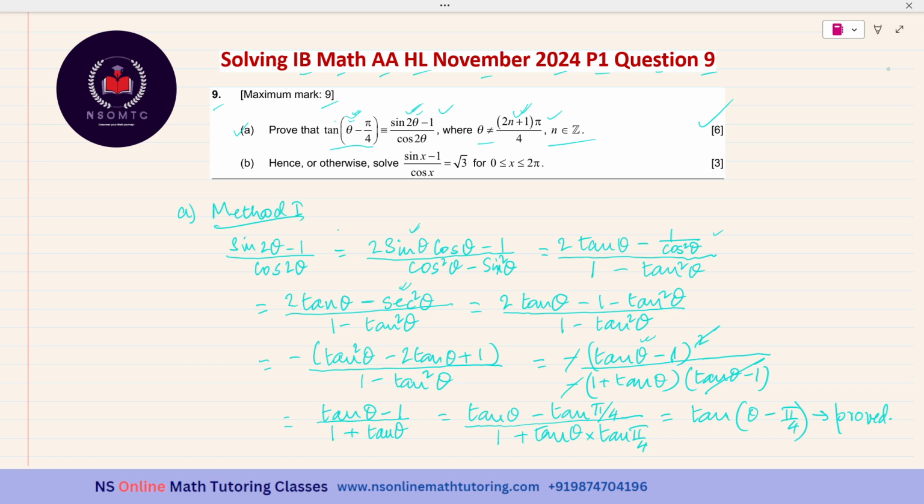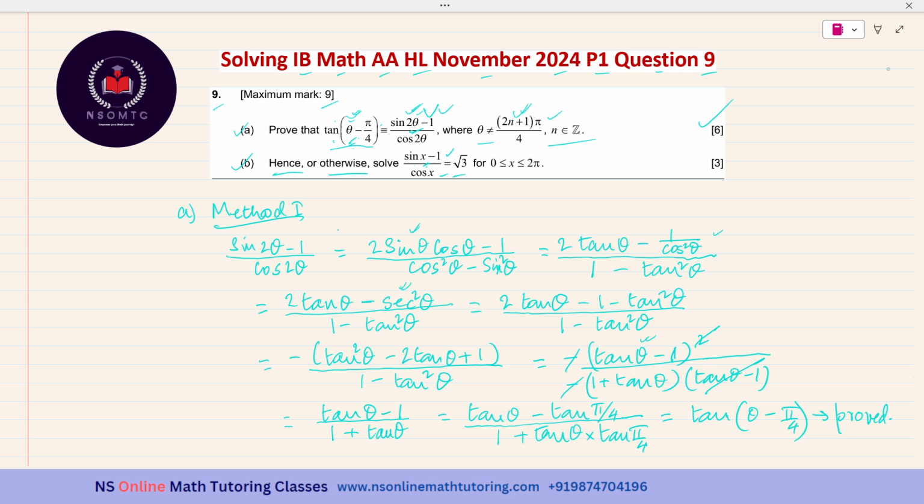And now we come to subpart B. Hence or otherwise solve cos x minus 1 over sin x. Now you see, this is cos 2 theta minus 1 over sin 2 theta, minus 1 over cos 2 theta, and this is sin x minus 1 over cos x. So in place of 2 theta, if we can take x, with 2 theta equal to x, we are having the same expression. So theta will be x over 2. So sin x minus 1 over cos x will be equal to tan x over 2 minus pi over 4.